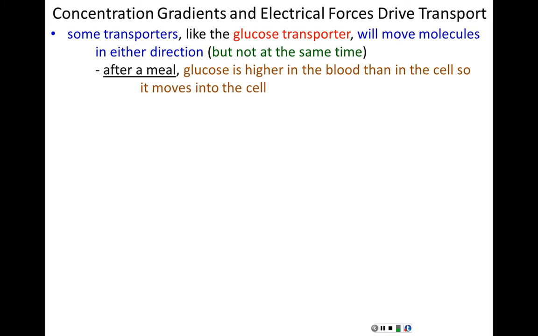The glucose transporter is a passive transporter. It allows glucose to follow its own concentration gradient. After a meal, glucose moves through the transporter from the blood into the cell.